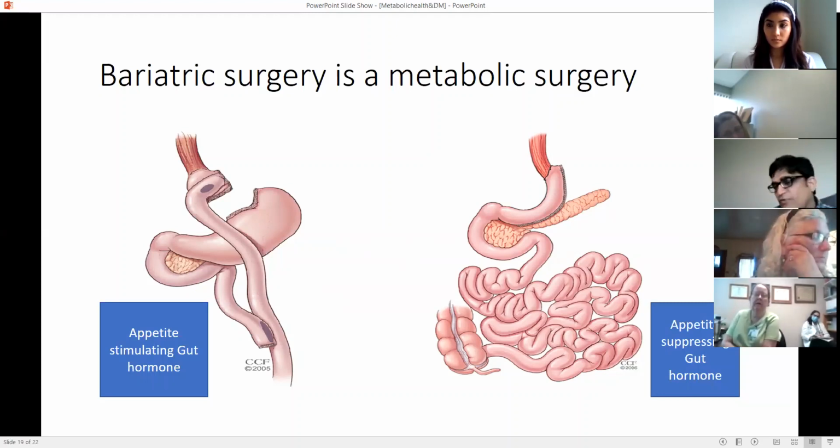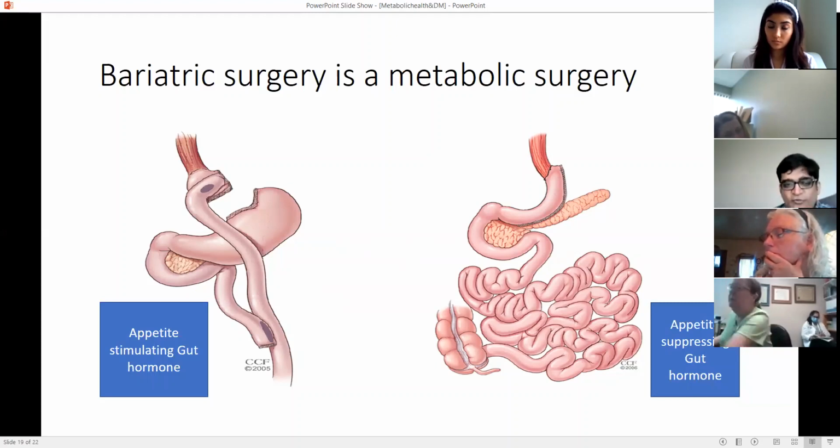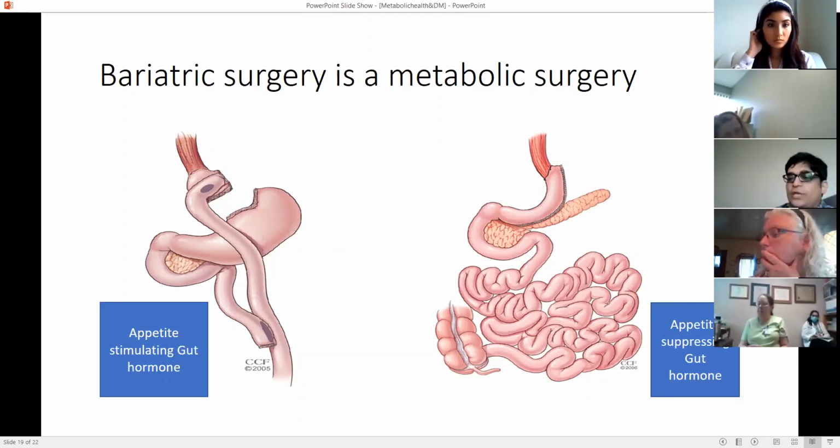This is the Roux-en-Y gastric bypass. If you see here, they've cut the stomach, detached it, pulled the ileum up and attached it, and you see this Y formation. That's why it's called the Roux-en-Y gastric bypass. So they have a much smaller stomach, and because of this, they cannot eat as much.